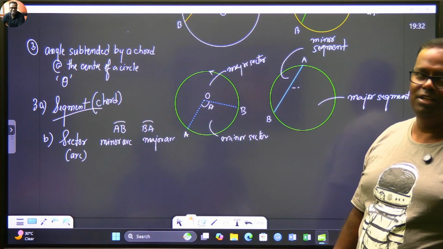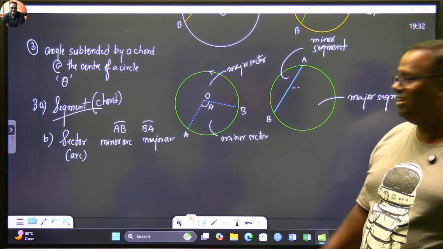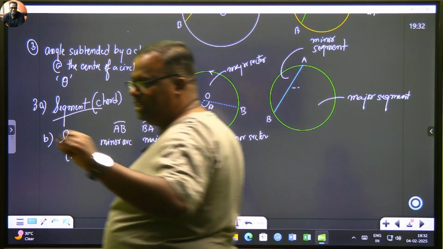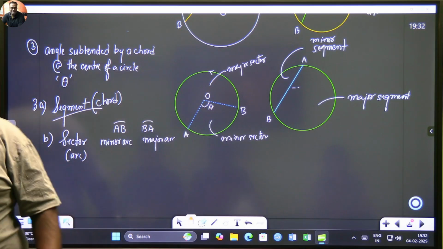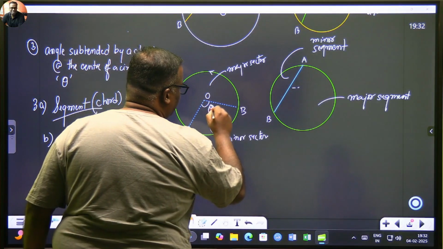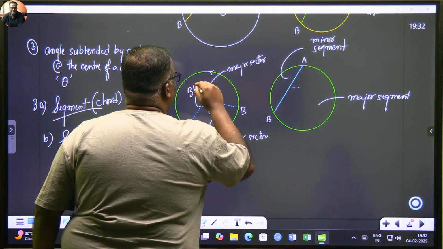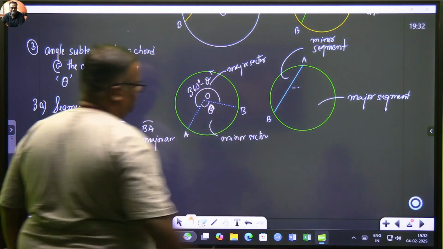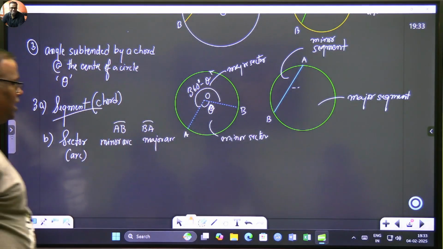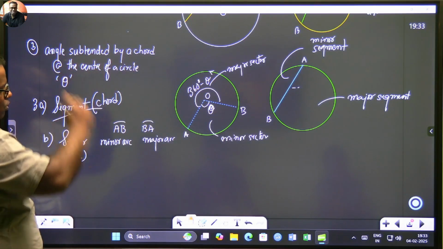Again, I'm saying a lot of things to learn, easy to learn and easy to forget. A minor arc will chop out a minor sector. The total angle that you make at the center is how much, children? 360 degrees. So if this angle becomes theta, then this angle becomes 360 minus theta. Have you understood? So we call this, as you wrote, angle subtended by chord at the center of a circle.